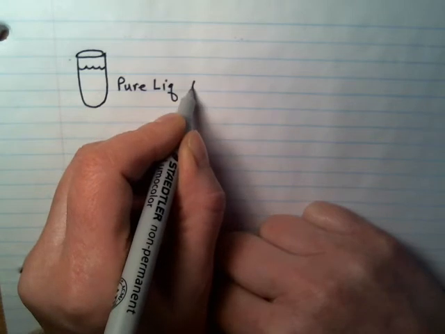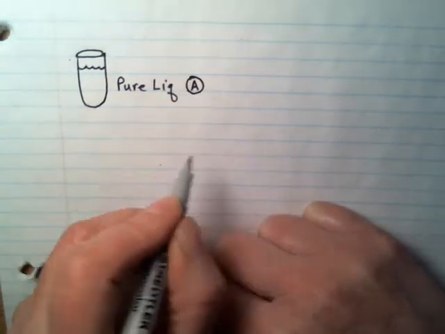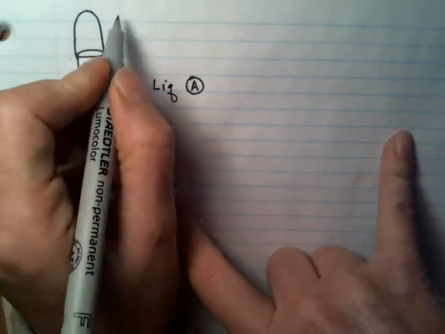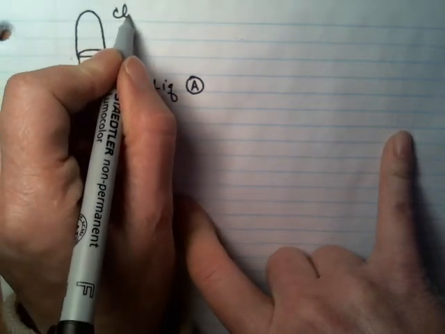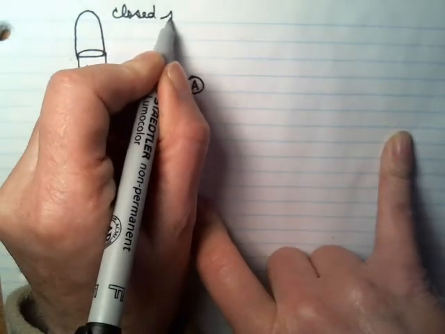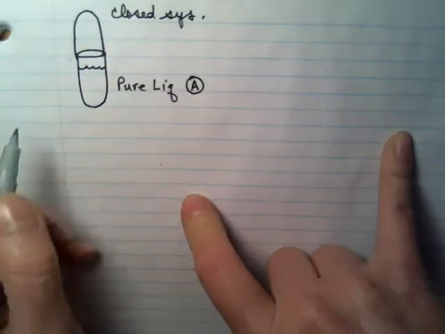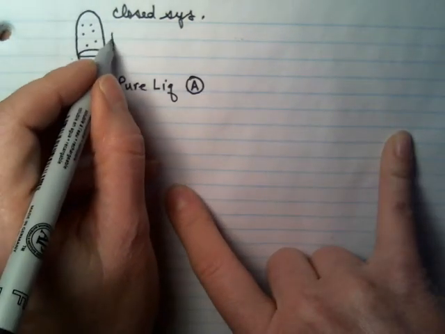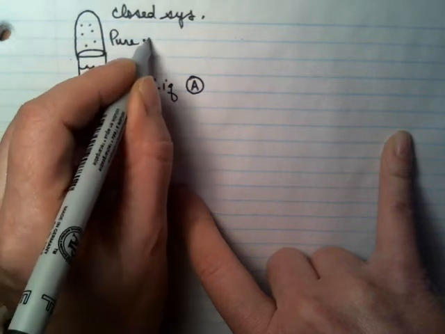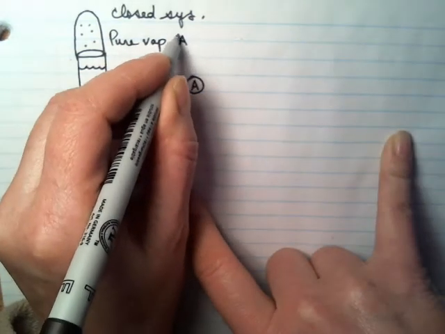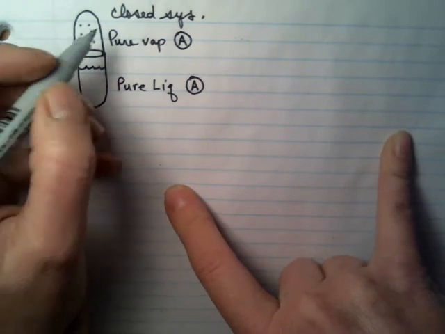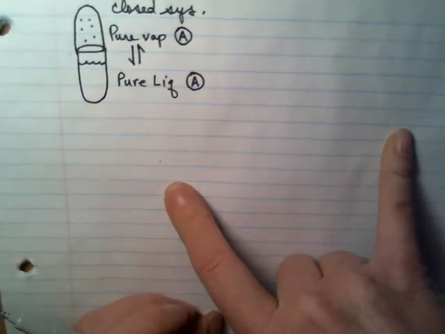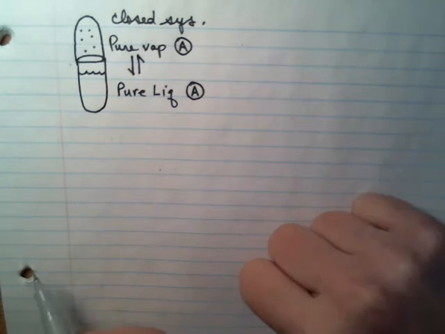And let's call it pure liquid A. And if I make it a closed system, so I'm going to put a cap on it, then up here is my vapor of pure A, or my pure vapor. And of course, these are in phase equilibrium with each other, so I can write something like that.